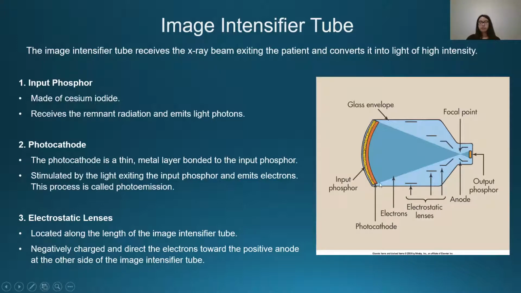Now the next step are these electrostatic lenses. These electrostatic lenses are located along the entire length of the tube, and basically they're negatively charged. So what they're going to do is take those electrons and direct them towards the positive anode. So you could kind of see that if you have a negative, it's going to make it so that the electrons will go straight out the anode.